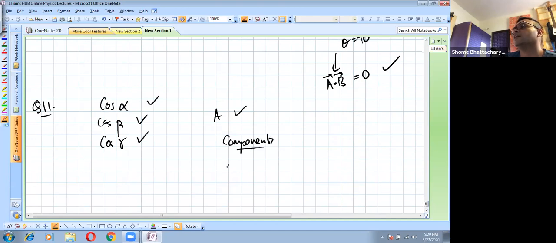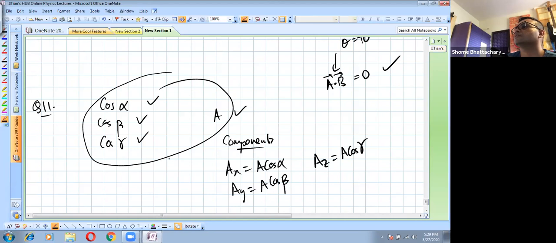So you can see that the x component will just become A cos alpha. The y component will just become A cos beta. Sorry, yes, A cos beta. And the z component will simply become A cos gamma. You substitute these things here and you can answer. So that's your 11th question. Now moving on to the 12th.